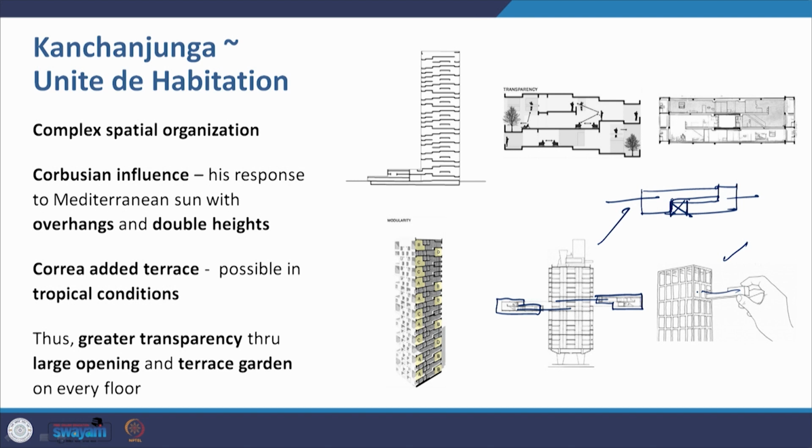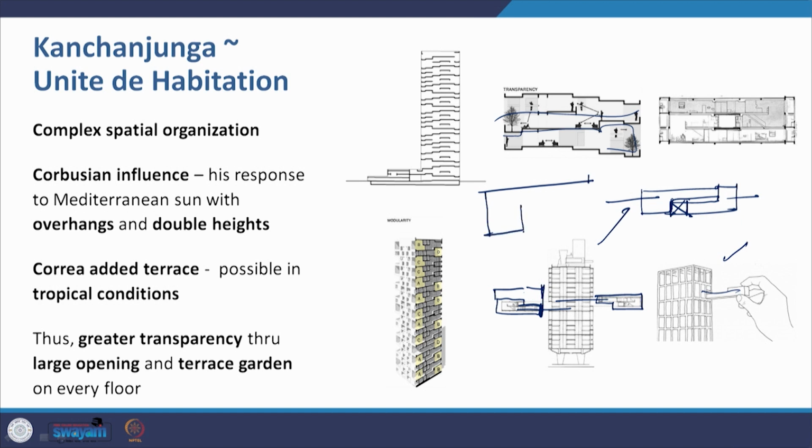Now Charles Correa adopted the same idea in Kanchanjanga, of course with a little more complexity. The apartments again come together. This is one apartment and this is the other. I did make a mistake here, it should have been more clearer. This is how the apartments would come together. If I were to draw it again, this is how the apartments would come together.